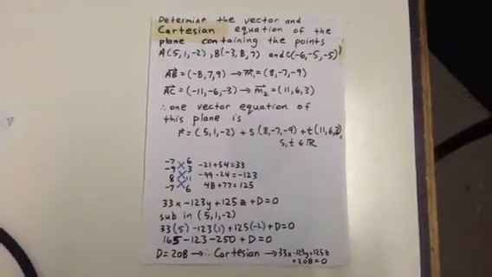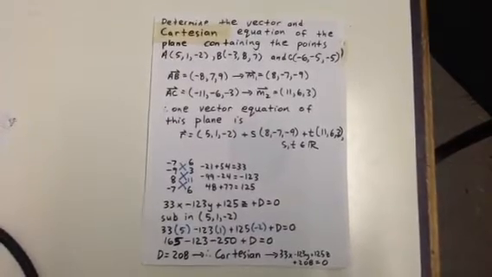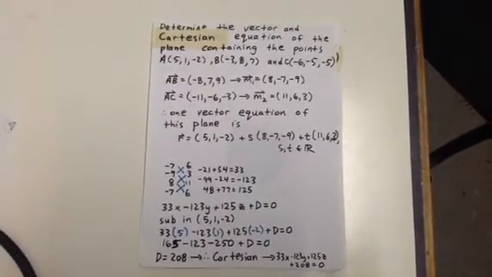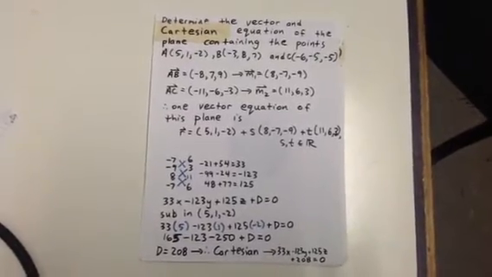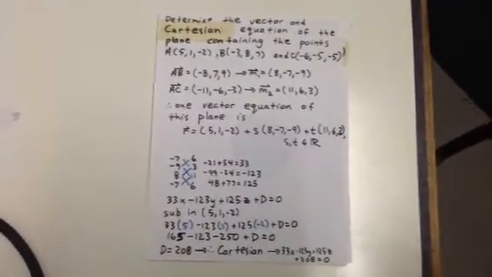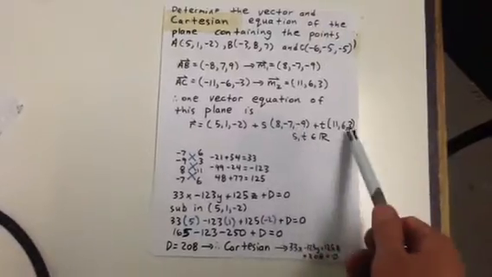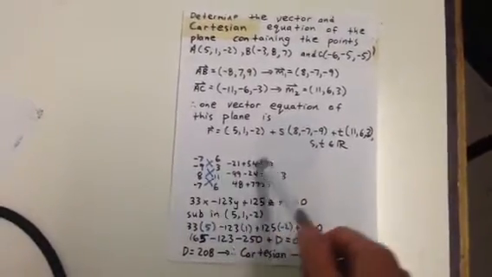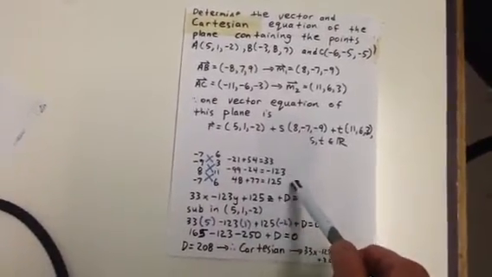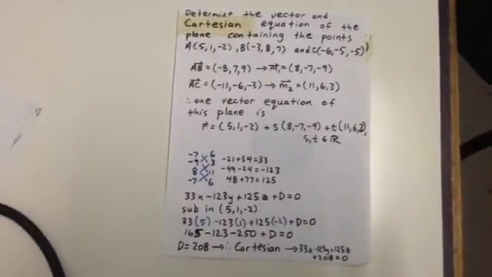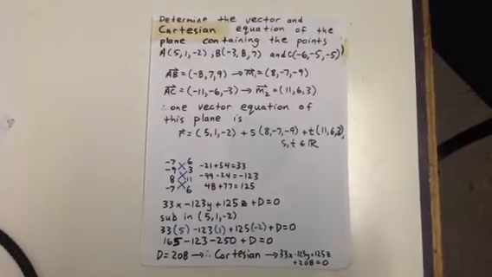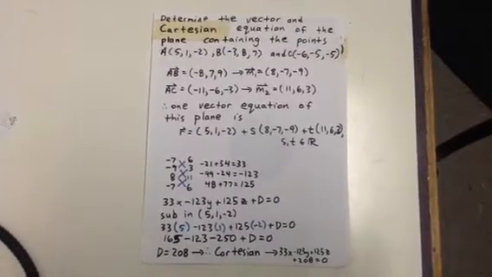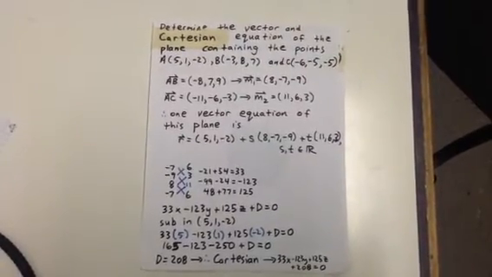And that's easy to do because we have 2 non-collinear direction vectors. So determining the cross product of these 2 non-collinear direction vectors is going to give us a normal. Doing that, getting the cross product, we see is 33, -123, 125. So we can say that 33x minus 123y plus 125z plus d is equal to 0.